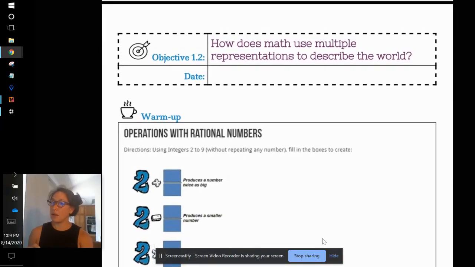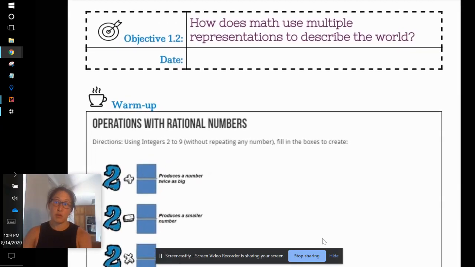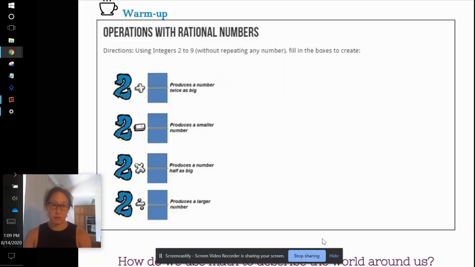We're looking at mathematical representations today. You should have done the warm-up in class, and if you did not, then you need to complete it through Canvas, okay?